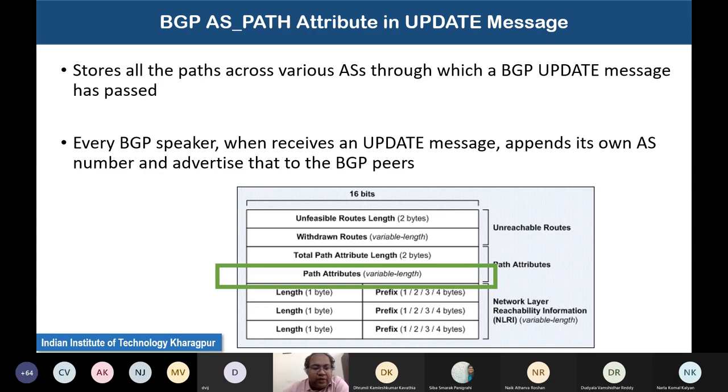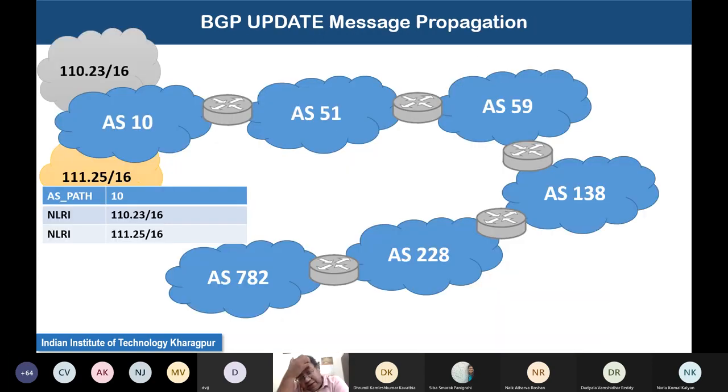This is the example that I have shown you earlier. So every BGP speaker, when it receives an update message, appends its own autonomous system number in this AS path attribute value and advertises that to other BGP peers. And this length and prefix are the prefix information, the NLRI information that is appended within a BGP update message. So here is an example, which will make the entire idea clear.